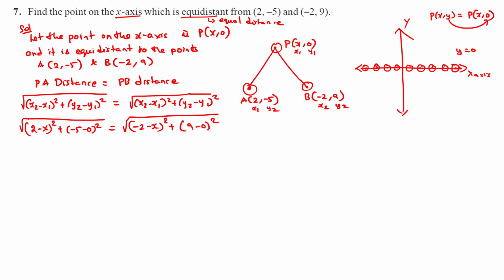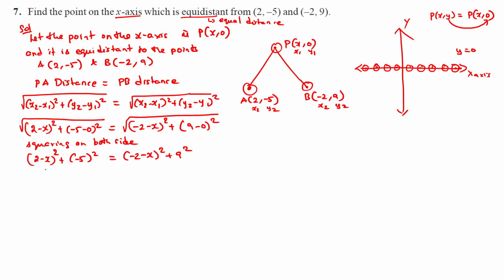Now we have the square root on both sides, so we can easily remove it. The square root will cancel by squaring on both sides. Squaring on both sides definitely removes the square root. So squaring on both sides, the square root cancels: (2 - x) whole square plus (-5) whole square is equal to (-2 - x) whole square plus 9 square.